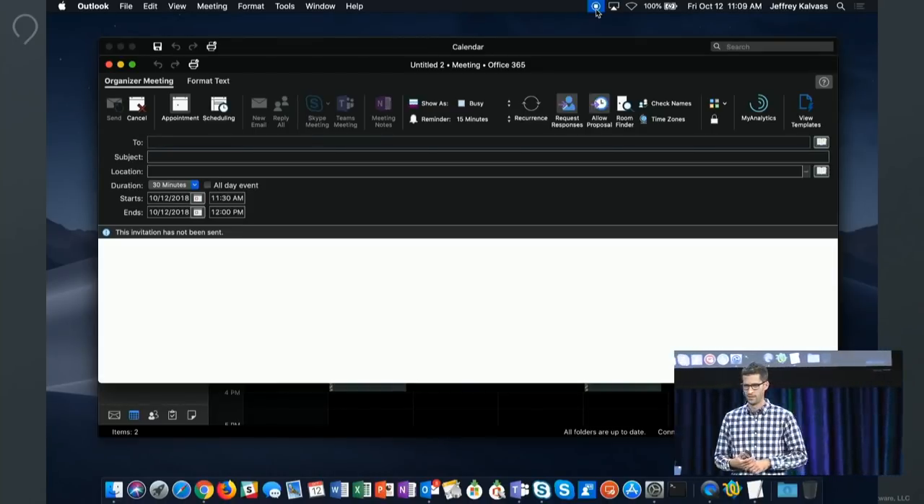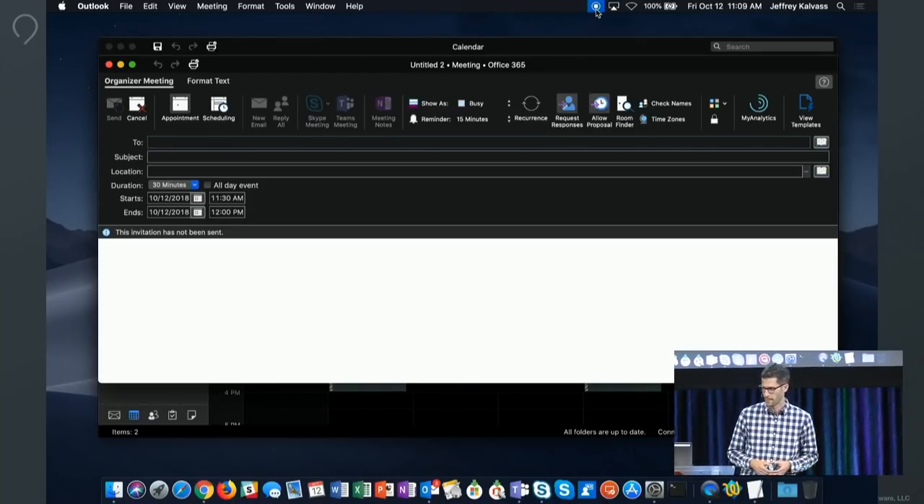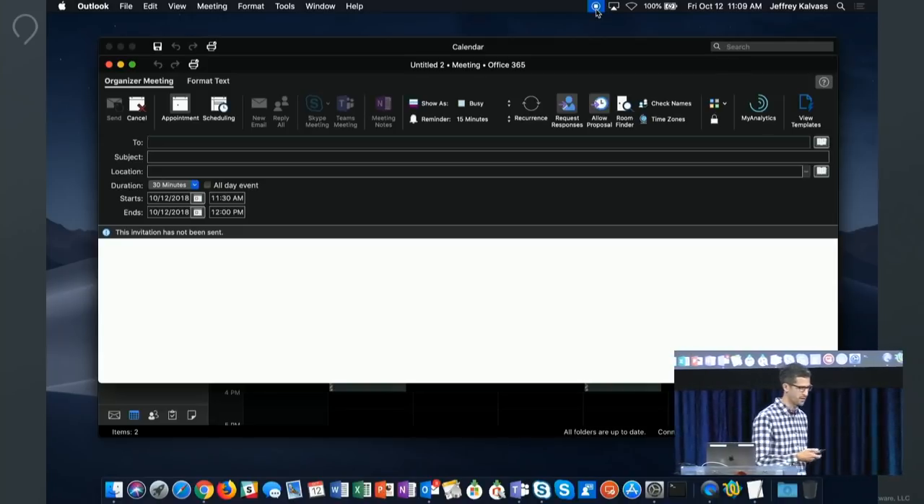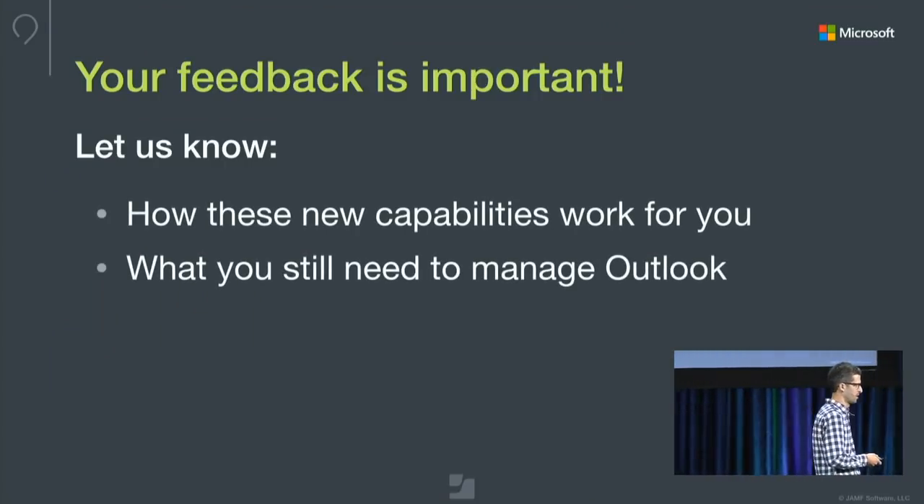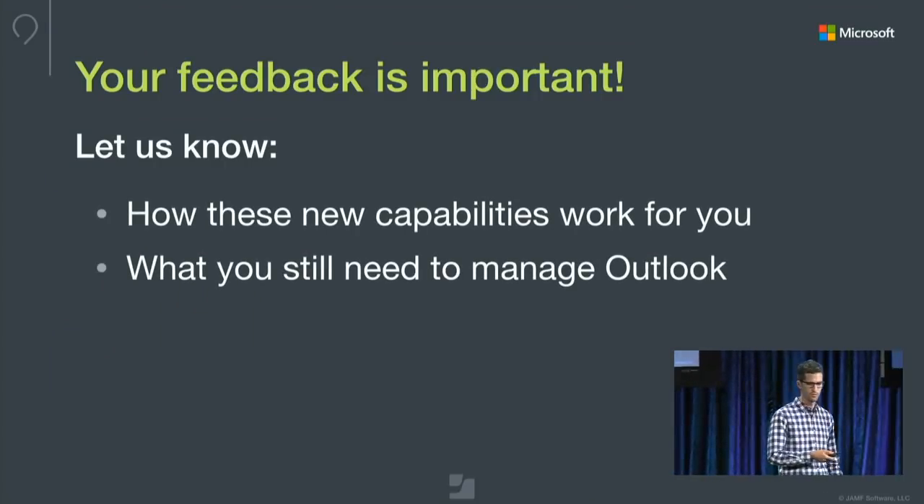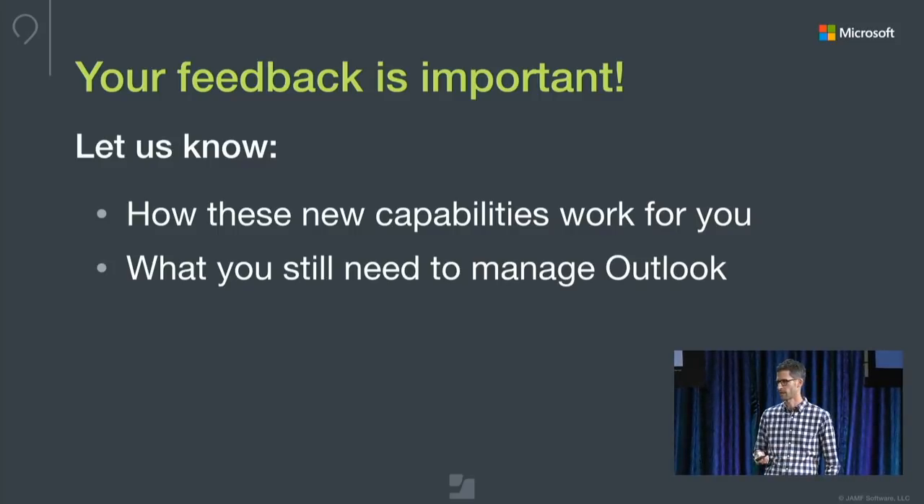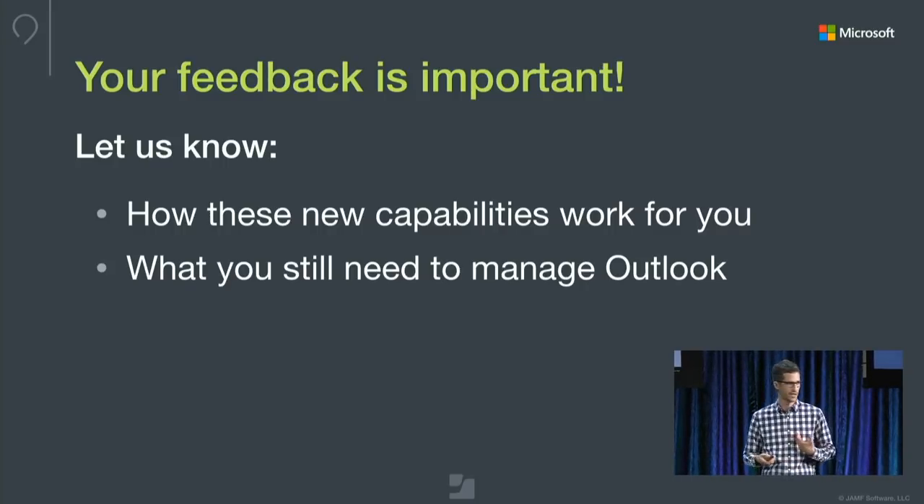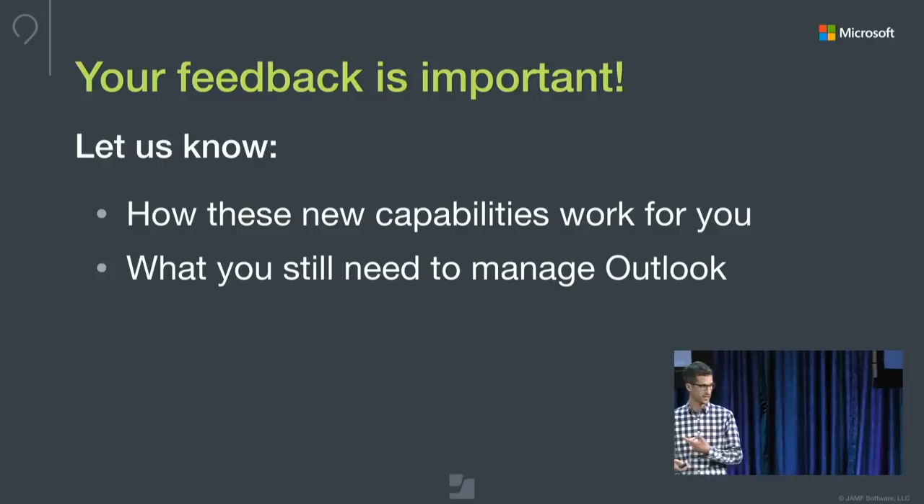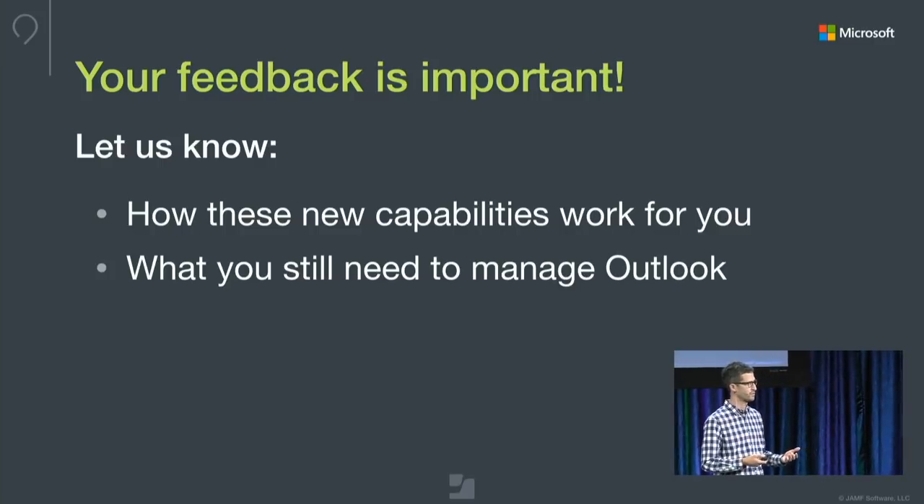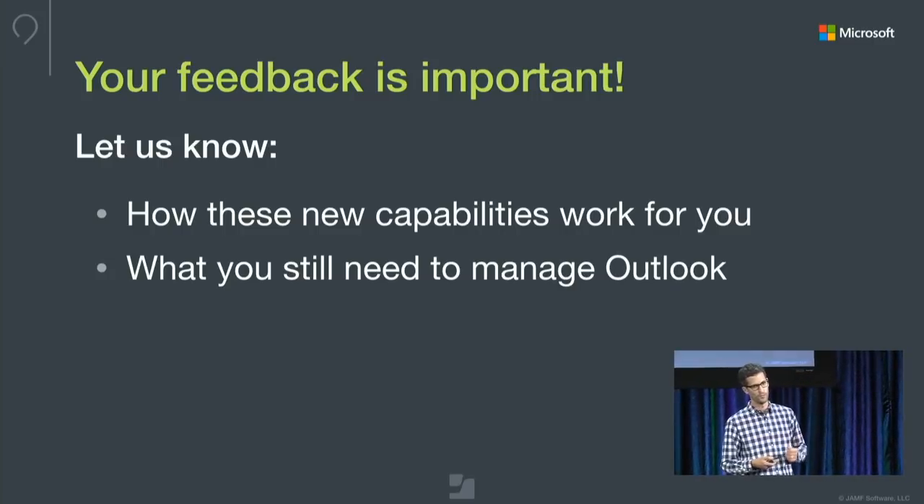So lots of new stuff, and really, we couldn't have done this without you. This is all based on your feedback, and this is a new thing for the Outlook team and for Outlook for Mac as a product. This is my first JNUC. We're here to listen to your feedback, and we want to hear how these first set of capabilities work for you, and what else you need.